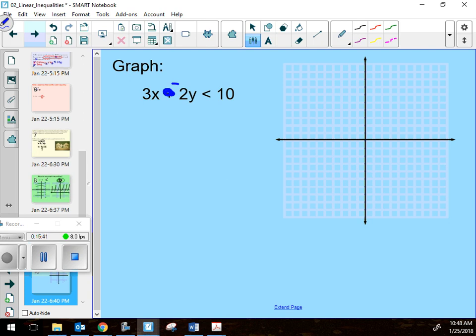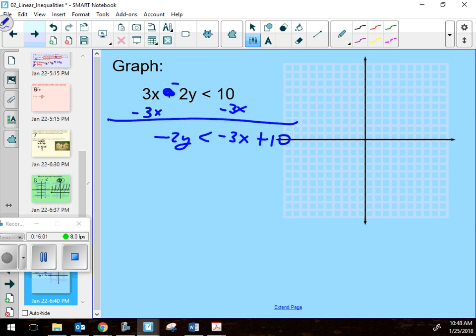And then what's my first step in solving it? Subtract 3x. Everybody do that. And I have negative 2y is less than negative 3x plus 10. Yes, you could reverse those two, but I know in the long run, I want my x part first, because then it's in slope-intercept form.